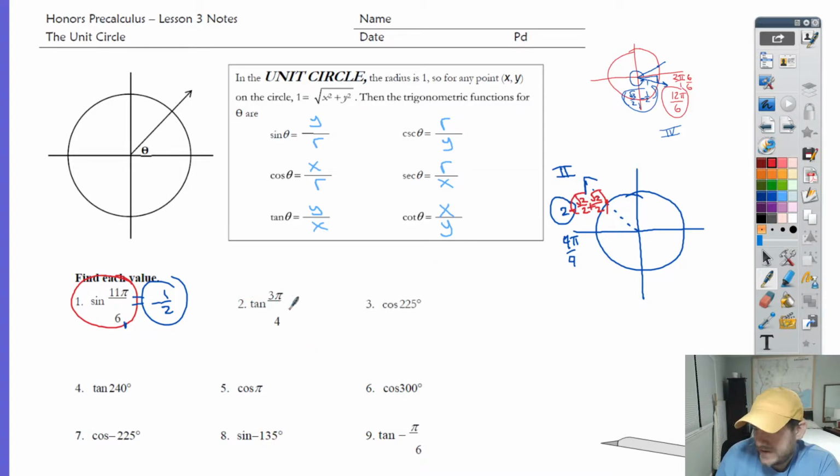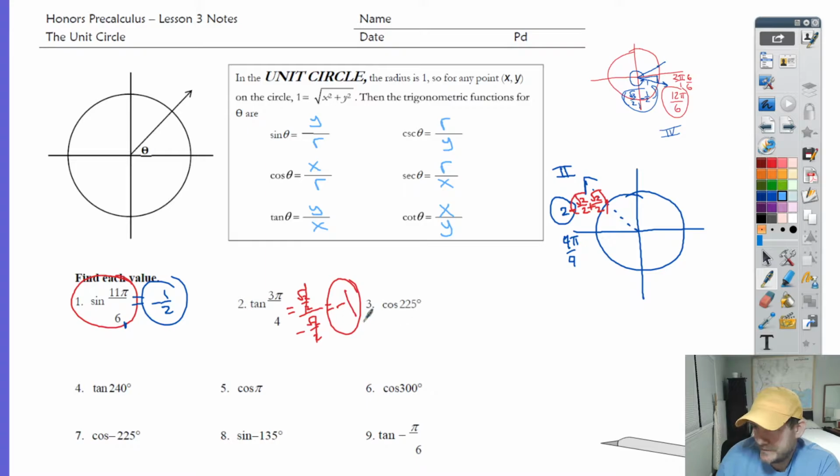So tangent then is going to be the y over the x, so it's √2/2 over negative √2/2. Well, of course, these cancel out. You're dividing something by something that's equal to it. That whole thing goes to 1. And since one of them was negative and one of them was positive, you get negative 1. That's it. Number 2 is negative 1.